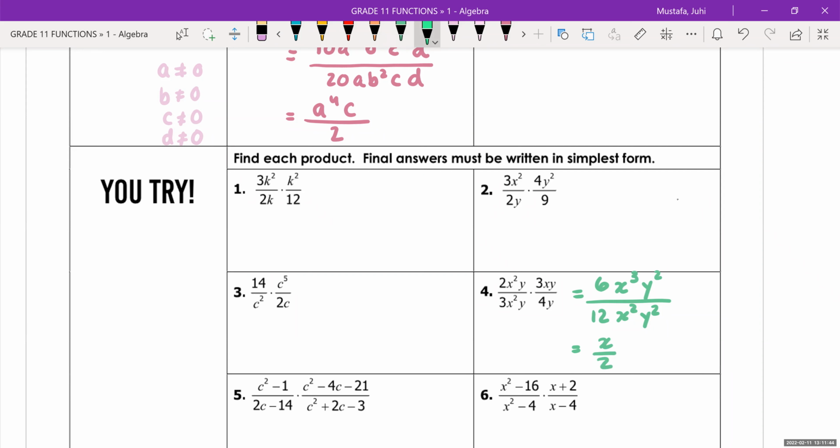And just like before, the restrictions would be x cannot equal 0 and y cannot equal 0. So x can't equal 0 and y cannot equal 0.